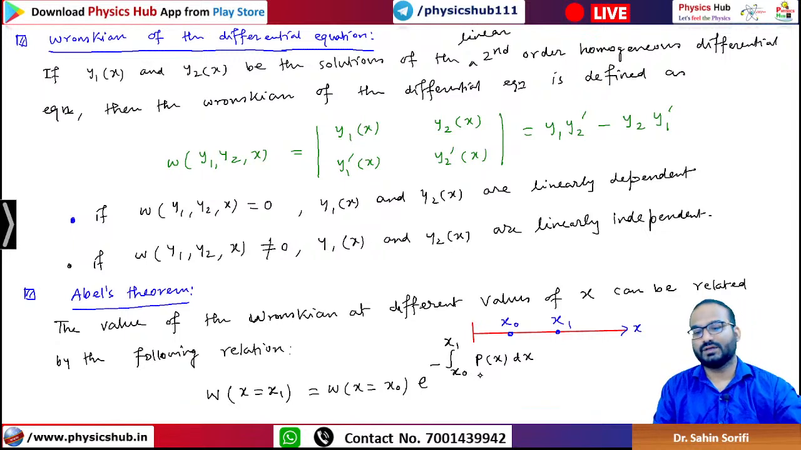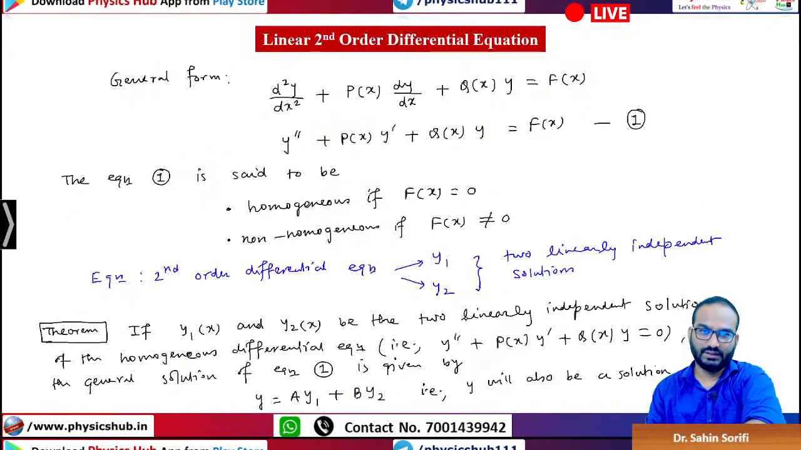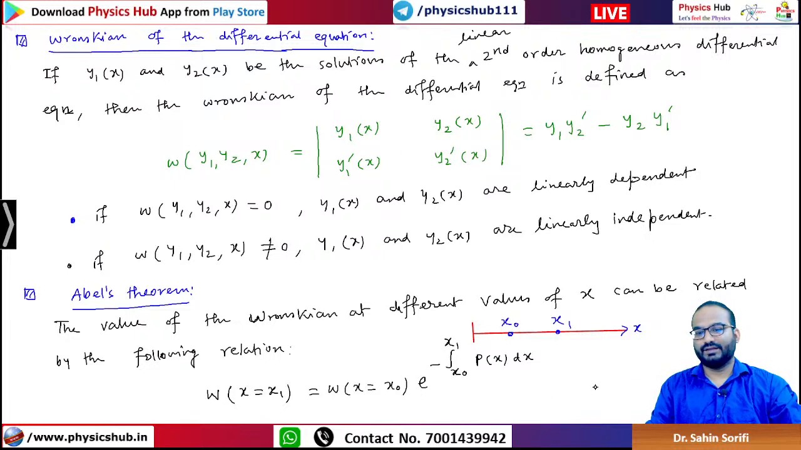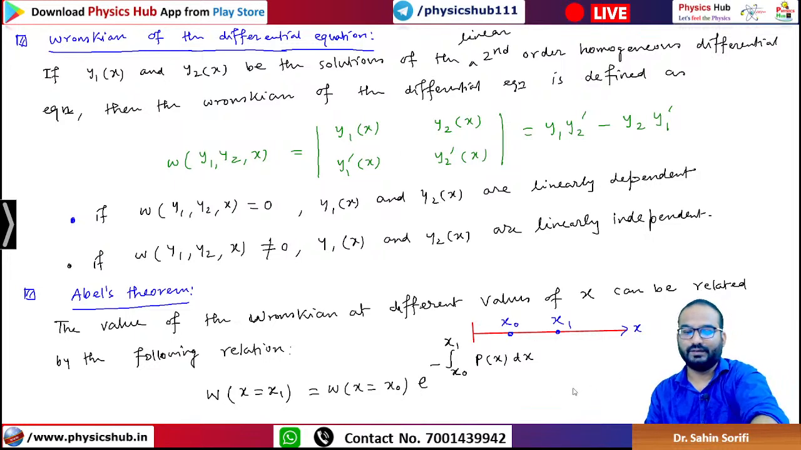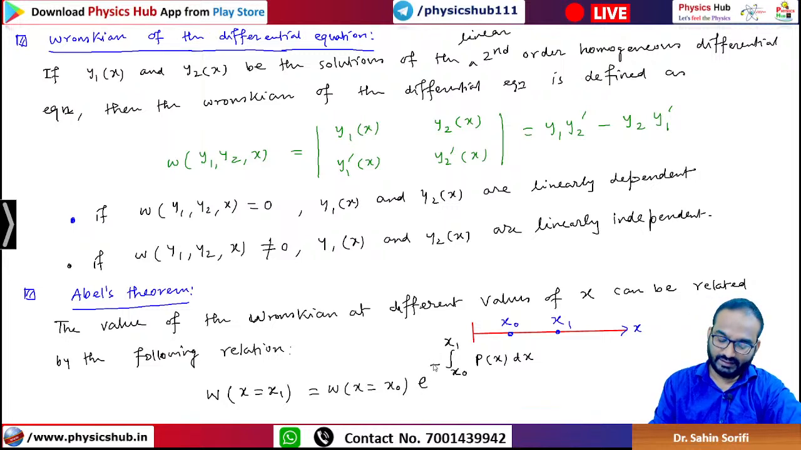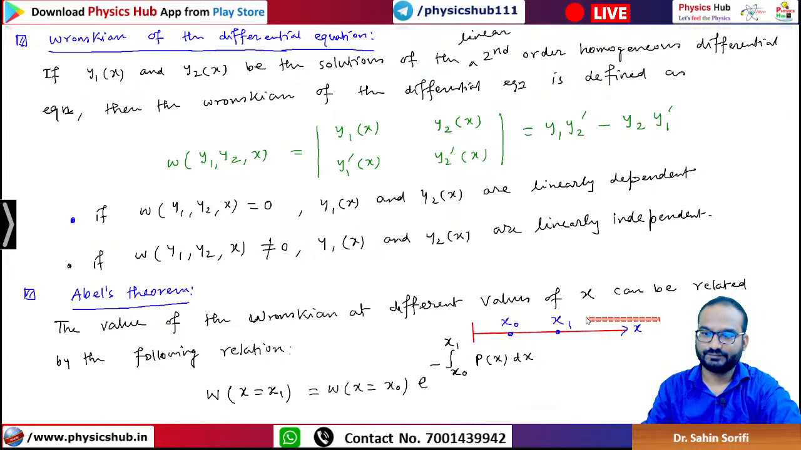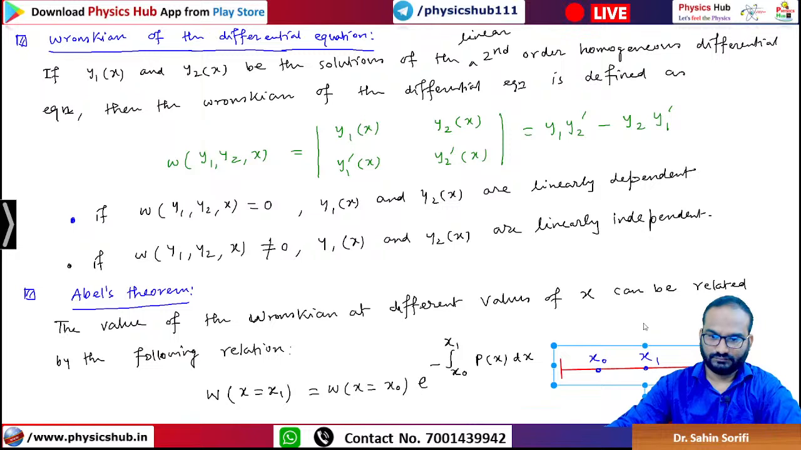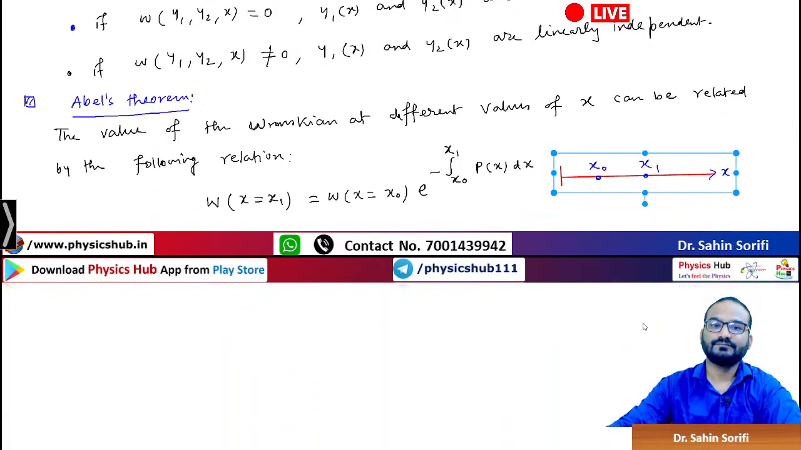P of x is what? P of x is the coefficient of dy/dx. Now this formula looks very much like the integrating factor, right? But the difference is that in the integrating factor there is no negative sign, while in this Wronskian formula the negative sign is there. In this way you can remember it. A very important formula.